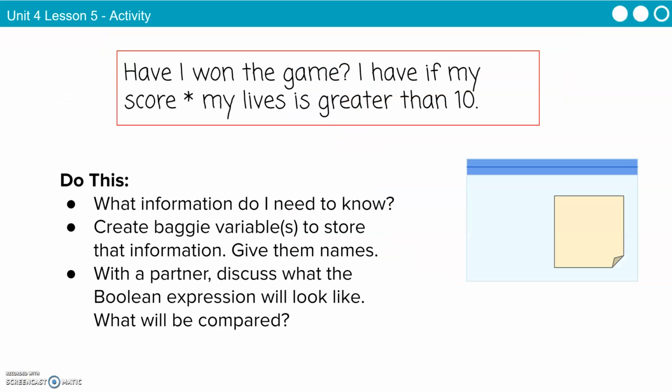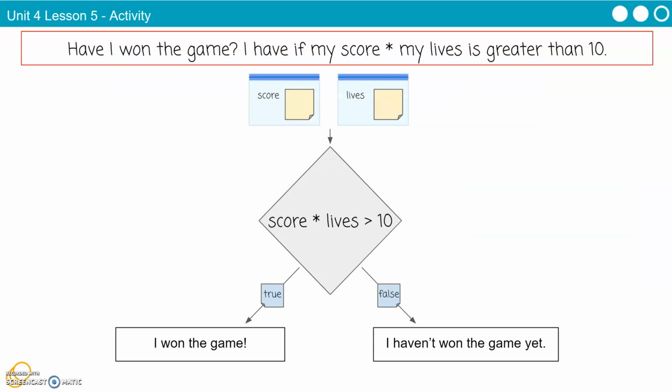Okay, now let's try another one. Back to our game idea. Have I won a game? I've won my game if score times my lives is greater than 10. In this case, what information do you have to know? You should say 2 things, score and my lives. So you might need 2 variables, two bags, and then they should have 2 sticky notes in there. Let's create a decision tree for this.